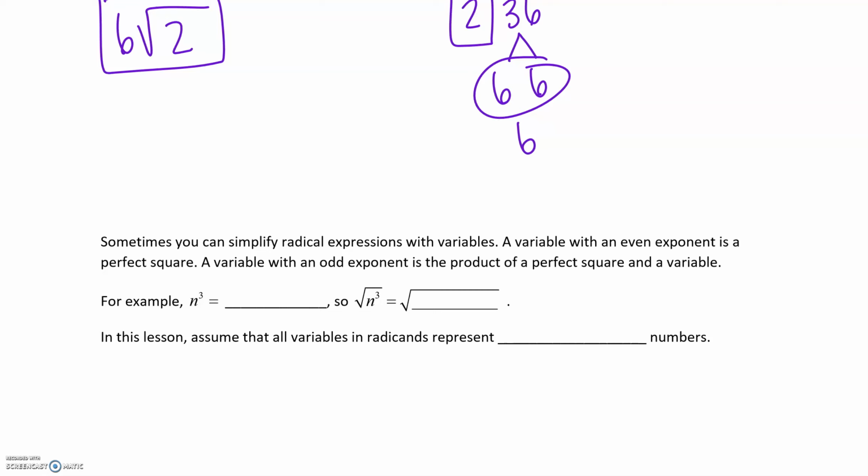We can also simplify radical expressions with variables. If a variable has an even exponent, it's a perfect square. If the variable has an odd exponent, then it's the product of a perfect square and another variable. So if we have n cubed, what that really means is n times n times n, so we've got n squared times n. In this lesson, we're going to assume that all variables in the radicand represent non-negative numbers, just to make it a little easier for us.